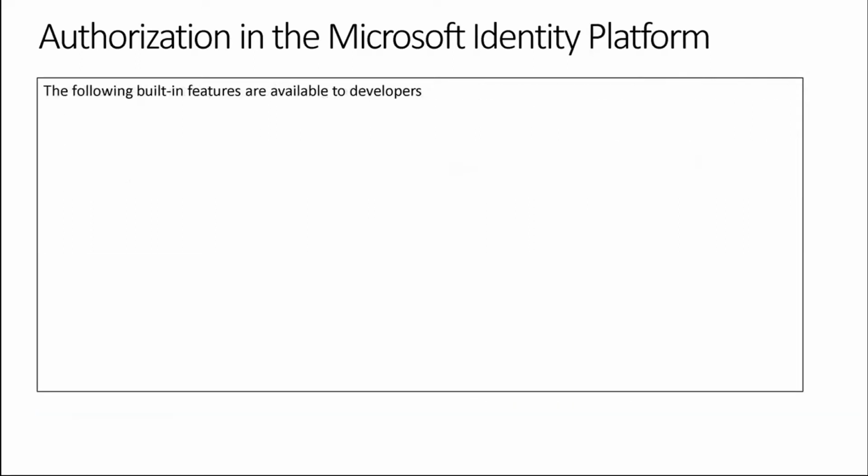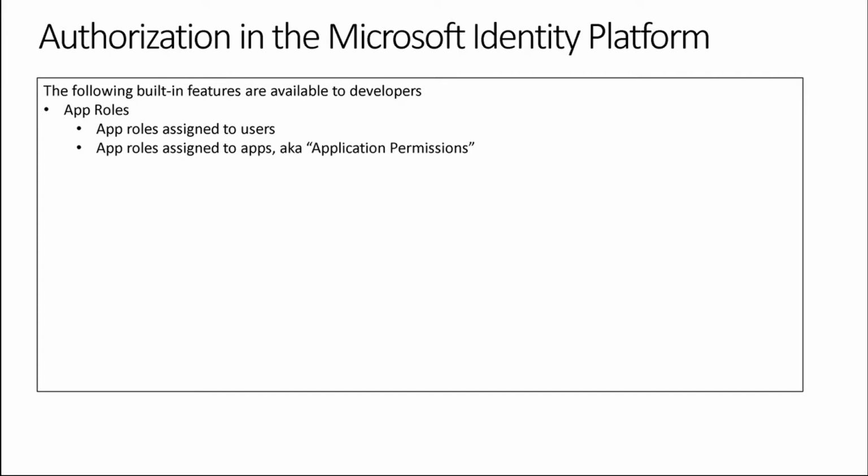The features that we will be covering here in more detail are essentially app roles. I will start with app roles that you assign to users, followed by app roles that are assigned to apps, which are actually known as application permissions in our platform. Then I'll move on to security groups.